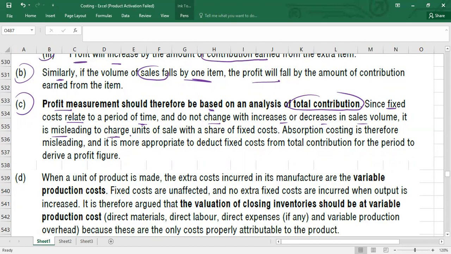So it is misleading to charge a unit of sale with a share of fixed cost. This is the logic of variable costing. If fixed costs are not going to change, why charge them to the product?